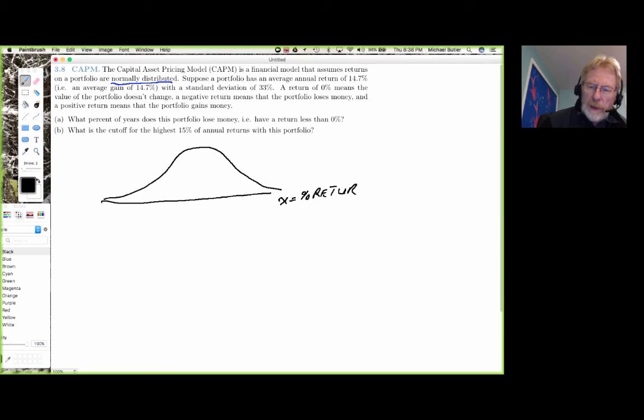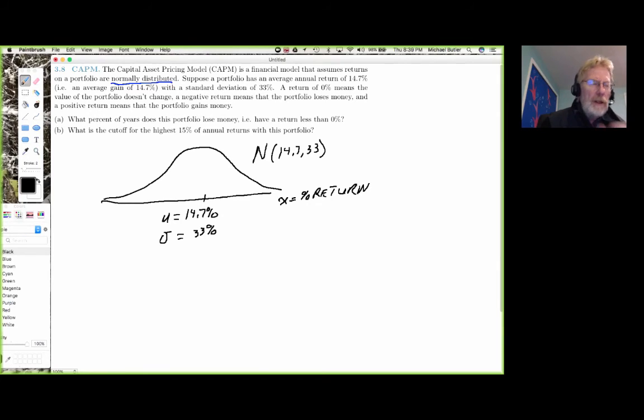All right, what else do I know about it? Well, I know that the mean, mu, is equal to 14.7%, and I know that sigma is given to be 33%. So that means the model we're going to use is normal 14.7 by 33, where that's the mean and the standard deviation respectively. Okay, so let's see if we can answer this first question. It's always a good idea to start off with what probability model am I using to make my calculations?